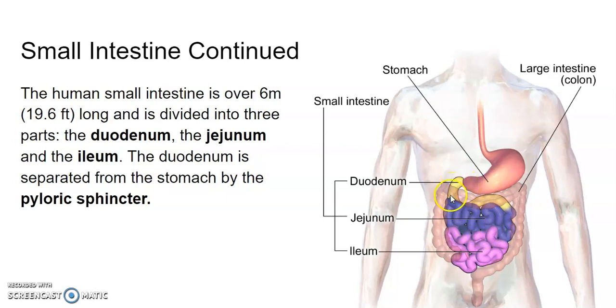Your small intestine is divided into three parts. You have your duodenum, which is right here. This is what your stomach empties into, is your duodenum. Your duodenum then goes into the jejunum, and from the jejunum it goes into the ileum, and then the ileum ends up emptying into your large intestine, which we'll get to in a little bit. Now, there is a sphincter right here. Remember, there's one that goes from the esophagus into the stomach. Well, there's one that goes from the stomach into the small intestine, or the duodenum. That is called the pyloric sphincter.